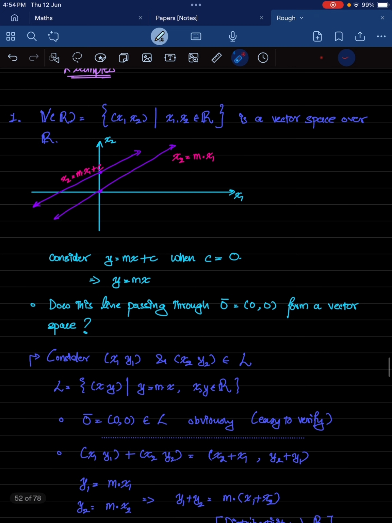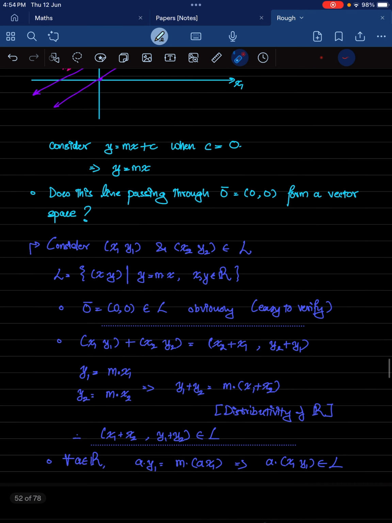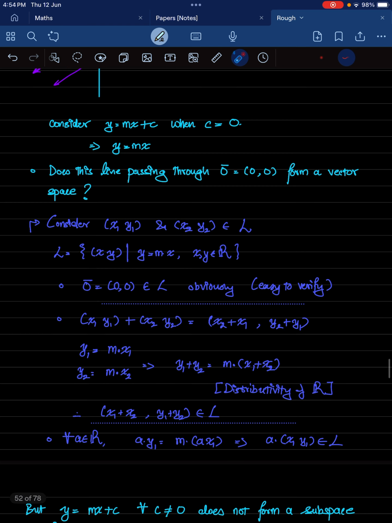And now consider two lines. One is y equals mx plus c, where the intercept is not 0, and another line is y equals mx. So the intercept on the y-axis is 0, and hence the line passes through the origin. Now consider the case when c is equal to 0, and hence we'll have y equal to mx. Now obviously this passes through the origin, that is the 0 vector, and it does form a vector space.